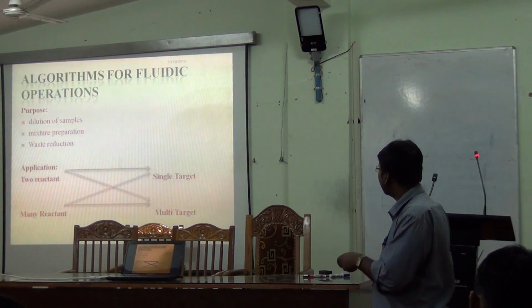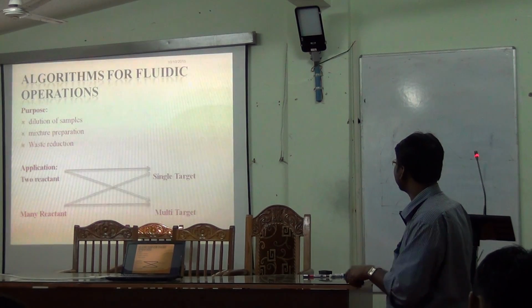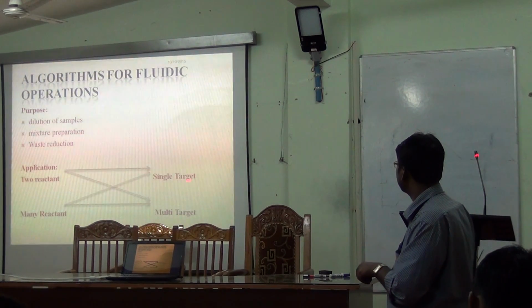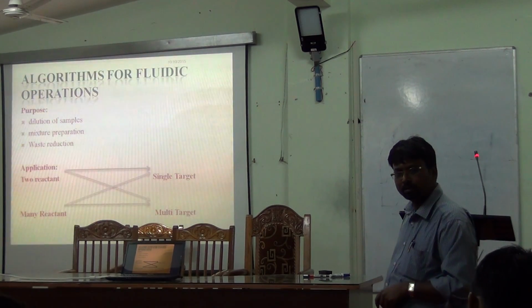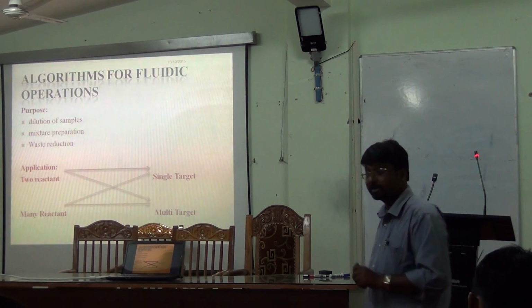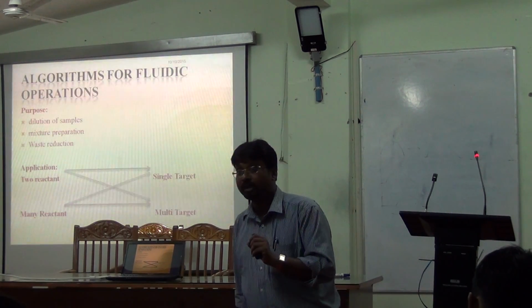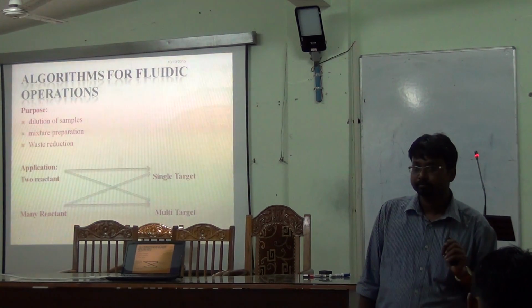So this is the problem. Notice, if you have two reagents, there can be two types: we are trying to generate a single target, or we are trying to get multiple targets. The first problem I have shown is HCl equal to 25%. That is a single target problem.